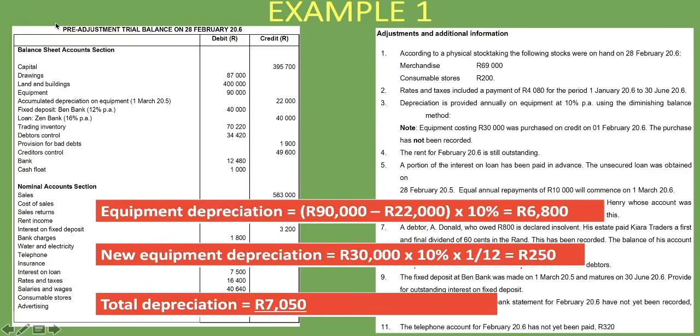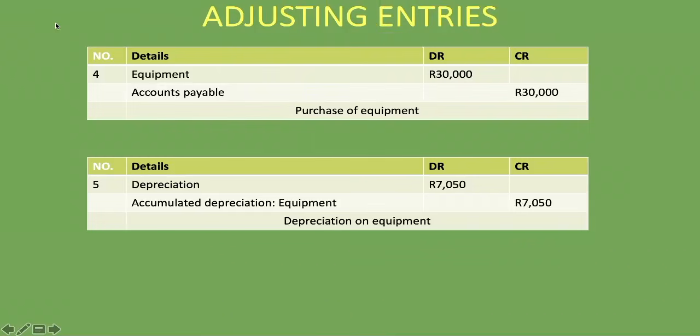So what are we going to do in our adjusting journal entry? We're going to debit depreciation because depreciation is an expense and credit accumulated depreciation on equipment, and that's how it's going to look. Debit depreciation, credit accumulated depreciation on equipment. You have to specify that it's for equipment because depreciation can be for a vehicle, can be for equipment, can be for machinery. So you have to specify, and the narration there is depreciation on equipment for the year. So you can just put that as well.